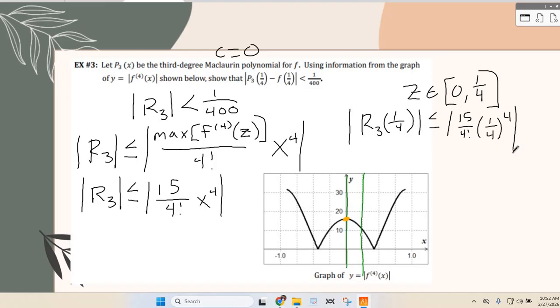So what is 4 factorial? And what is 4 to the 4th? 256. Okay. So from here, I'm going to get a 15 on top. What type of number is 24 times 256 going to be? A big number, right? It's at least going to have to be bigger than what?